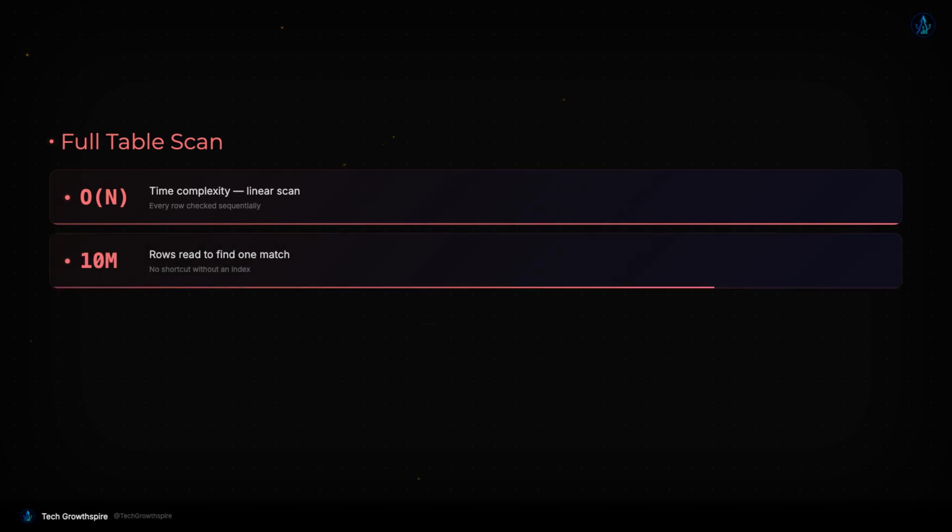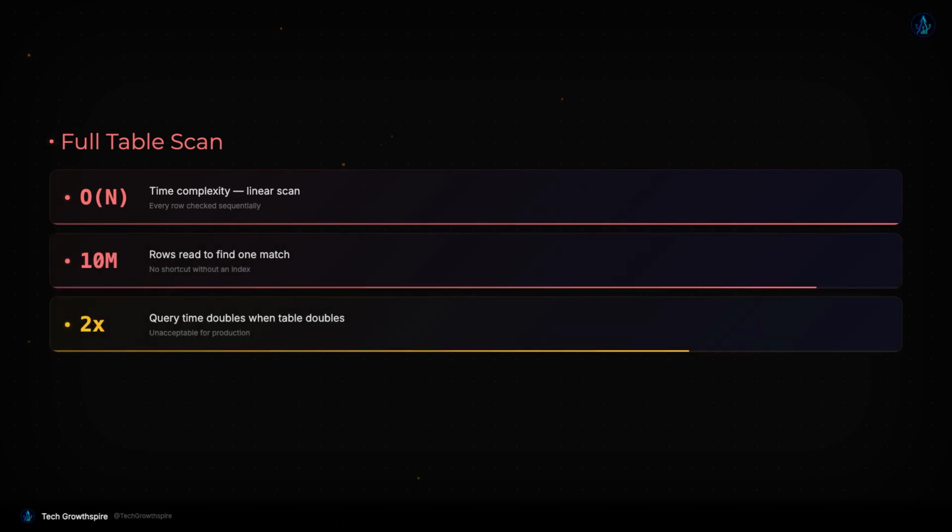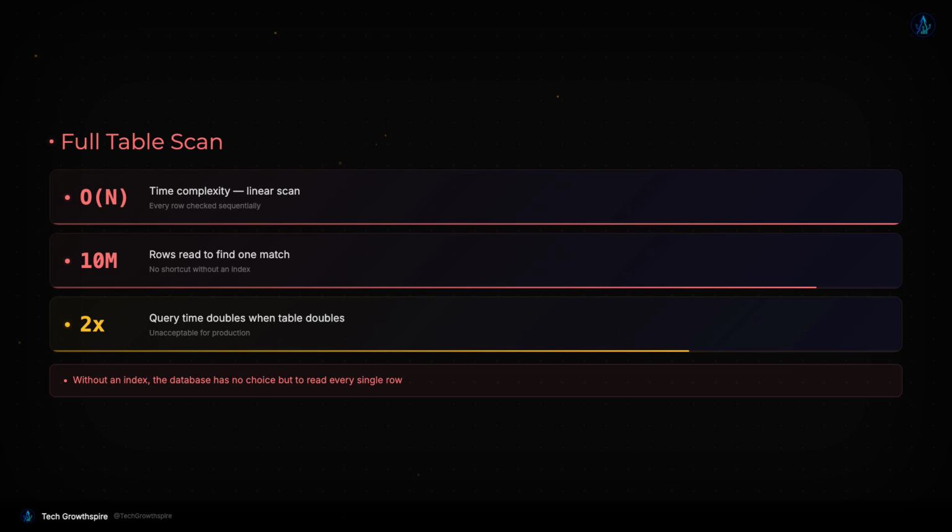Imagine you have a table with 10 million user records, and you run a query to find a user by email. Without an index, the database has no choice but to read every single row, one by one, checking each email until it finds a match. This is called a full table scan. Its time complexity is O(n), meaning if your table doubles in size, your query takes twice as long. For large datasets, this is unacceptable.